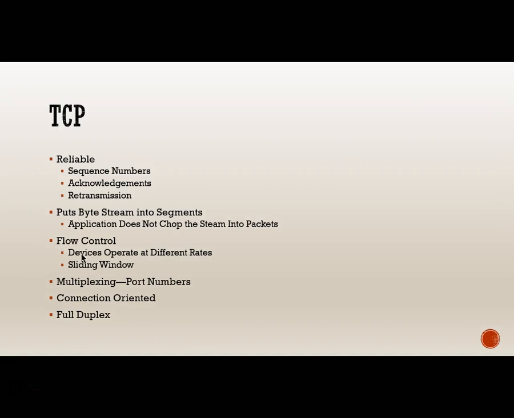So TCP puts a byte stream into segments, with flow control through the sliding window, and that's how it works. Multiplexing: we talked about port numbers, and they are a big deal. Each of our systems is going to have an IP and a port number.